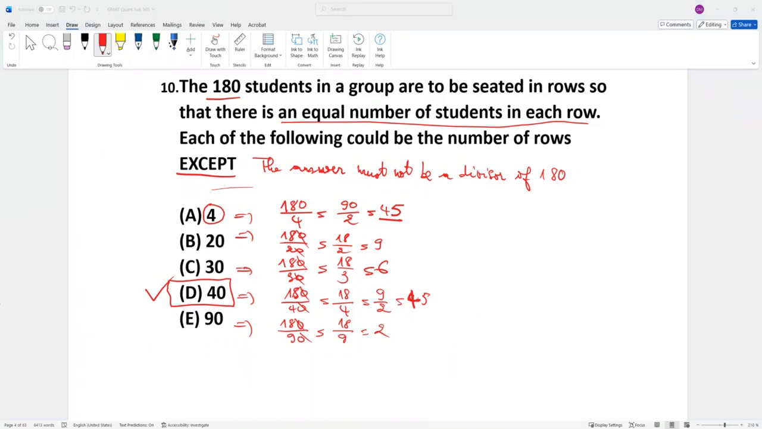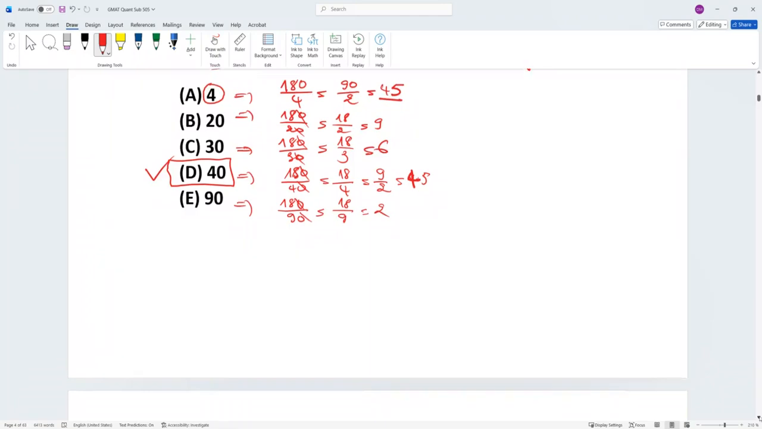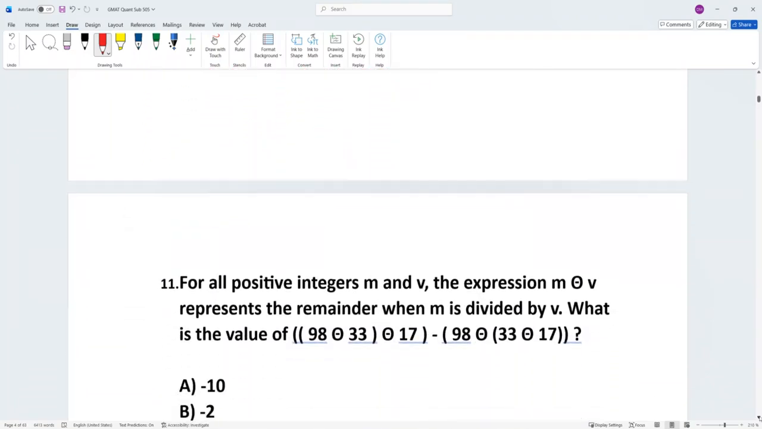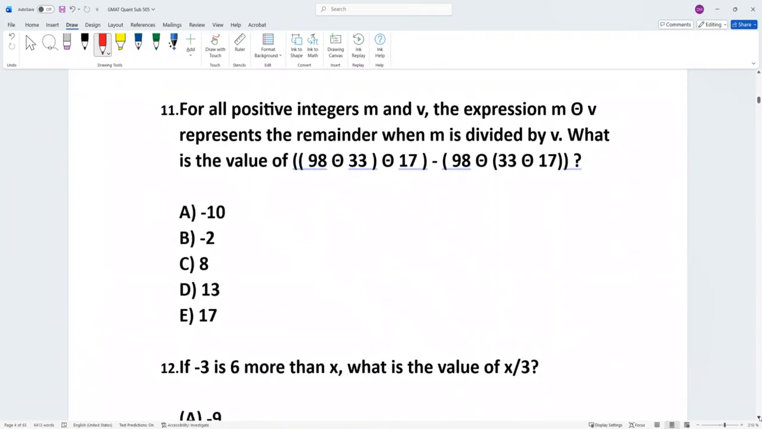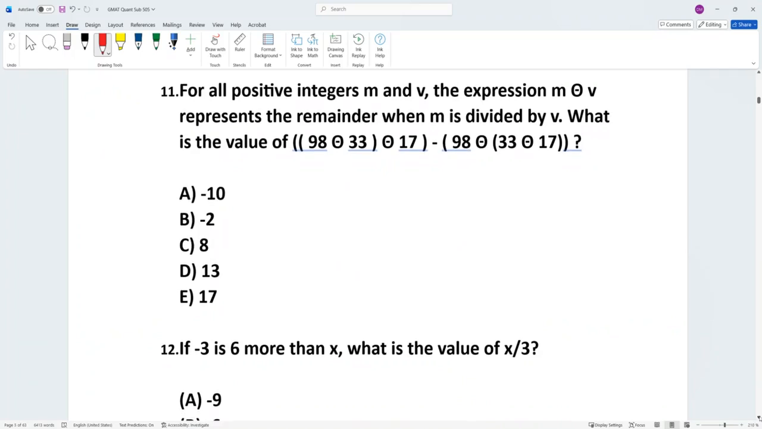The next question. Let's find the next question. It says, for all positive integers m and v, the expression m v represents the remainder when m is divided by v. What is the value of this expression here?